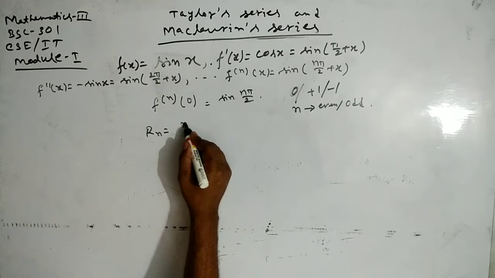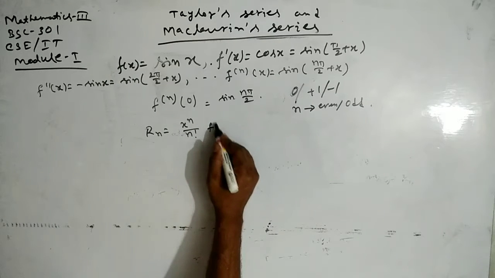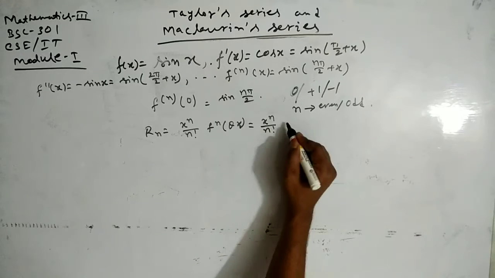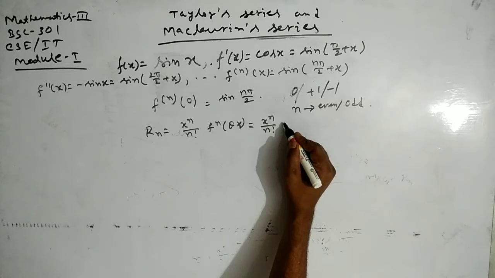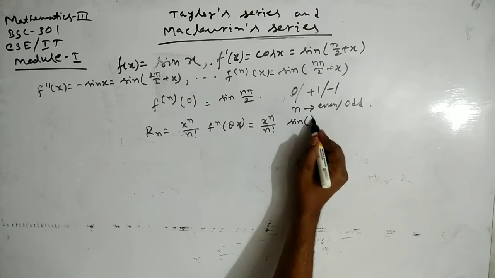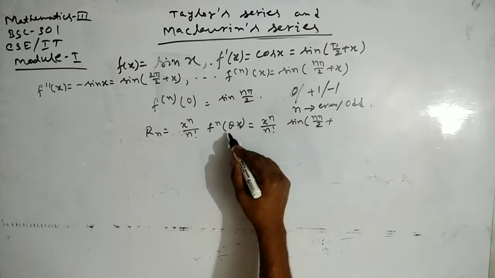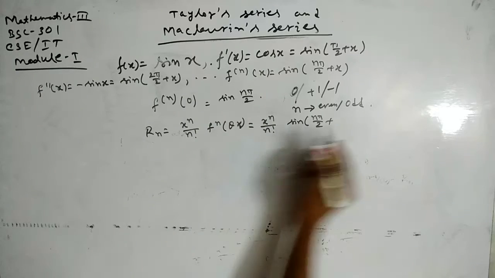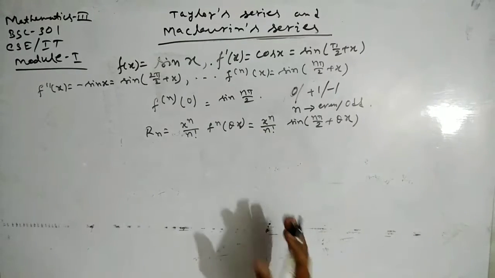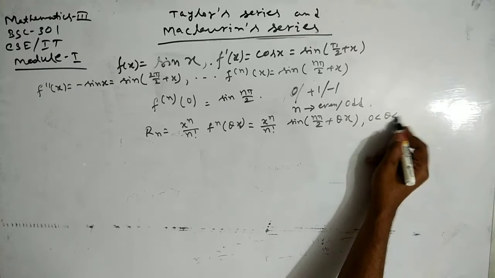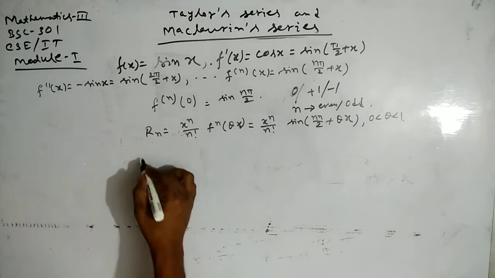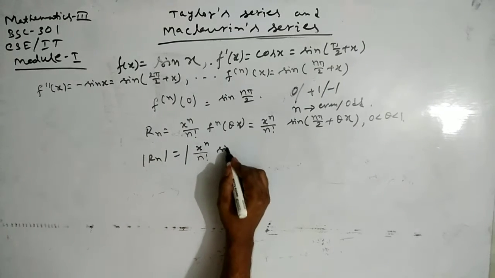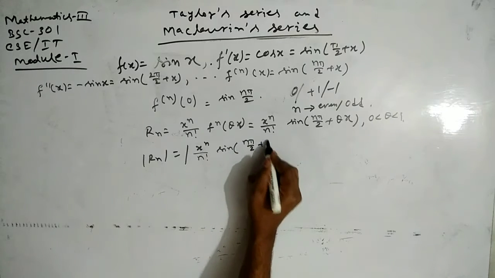Rn equals x to the power n by n factorial fn theta x, and this will be equal to x to the power n by n factorial times the nth order differentiation, that is sin of n pi by 2 plus, and since we are finding the value of the nth order differentiation at theta x, this will be theta x. So this is the Lagrange's form of remainder where 0 is less than theta less than 1. Therefore, mod of Rn, that is mod of x to the power n by n factorial sin of n pi by 2 plus theta x.